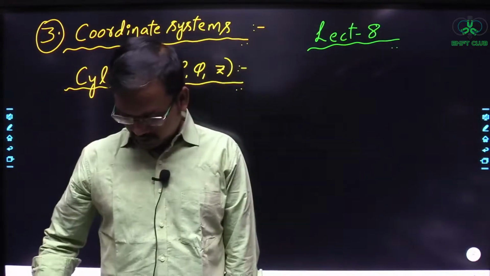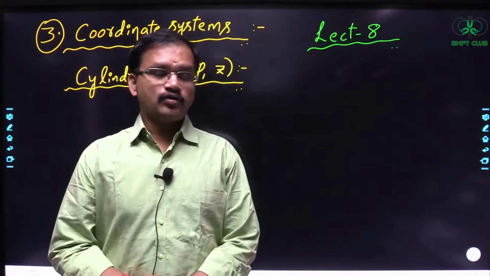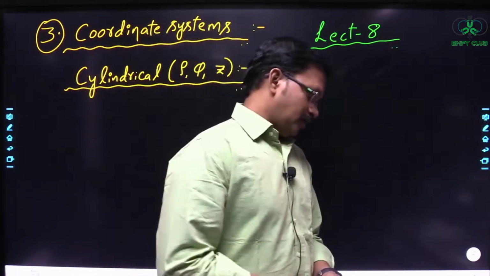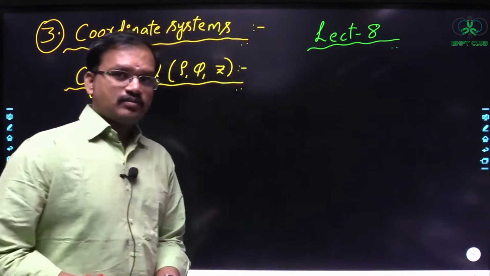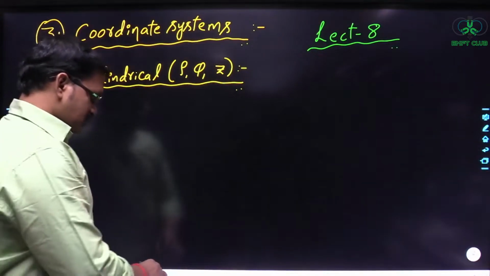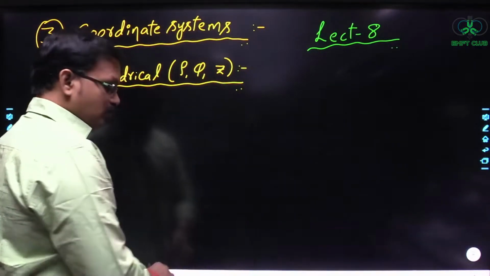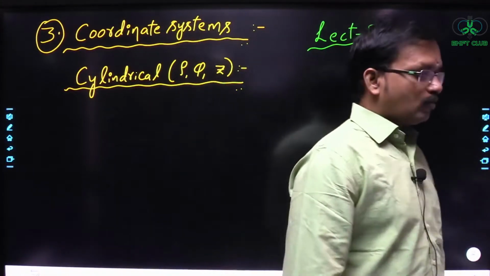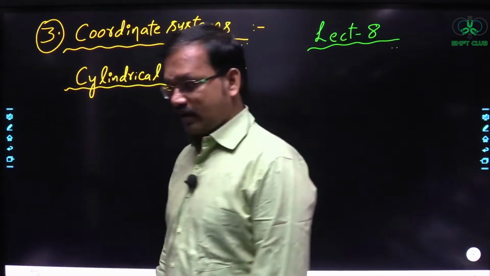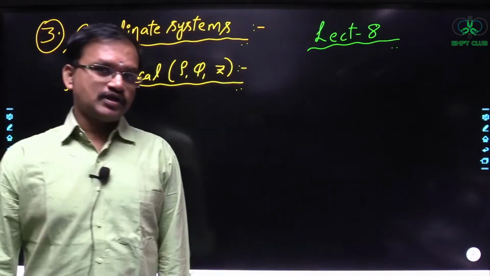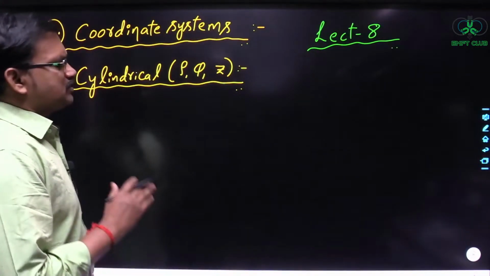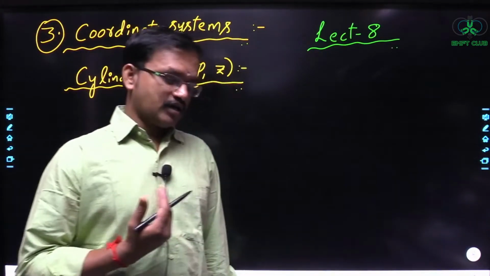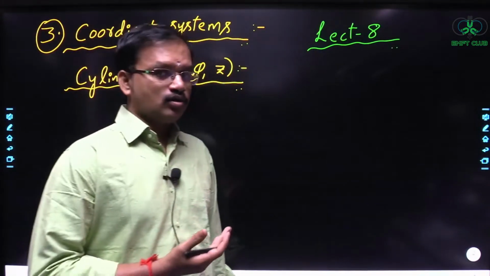Hi everyone, today we are going to see lecture number 8. We have completed up to lecture number 7. In the last lecture we started with cylindrical coordinate systems. We have seen what we mean by rho, phi, and z, and also how to represent rectangular coordinates in terms of cylindrical coordinates and cylindrical coordinates in terms of rectangular coordinates.